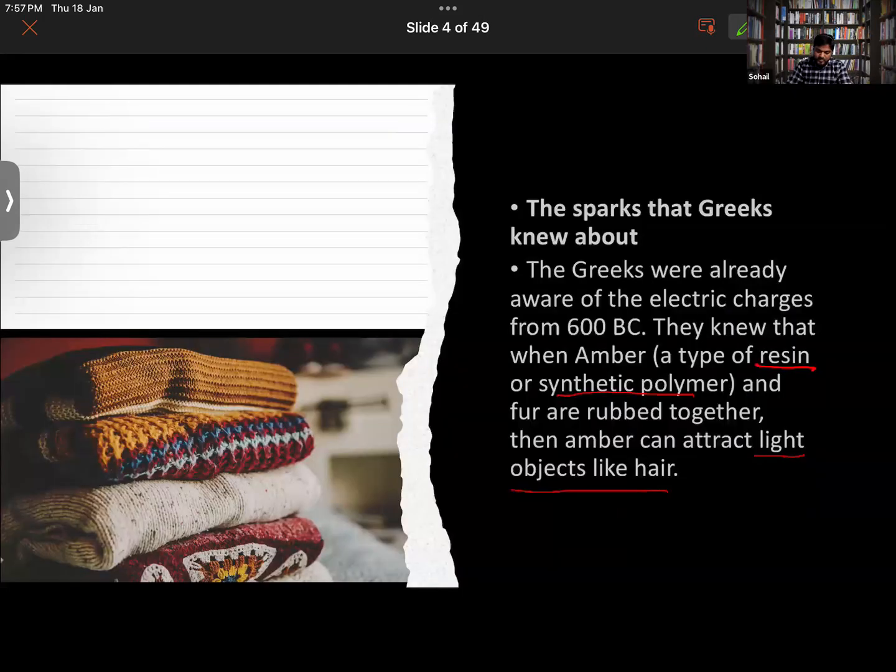Further, when you study the history of sparks, the Greeks were aware of electrical charges as far back as 600 BC, almost 2600 years ago. They knew of amber, a type of resin, which is a synthetic polymer. When it was rubbed with furs, amber attracted light objects.